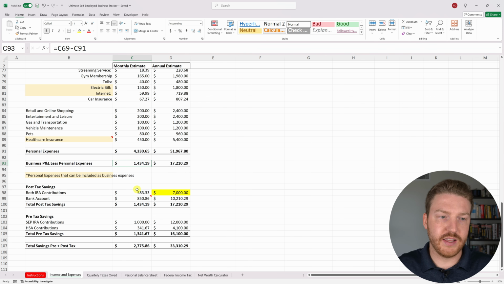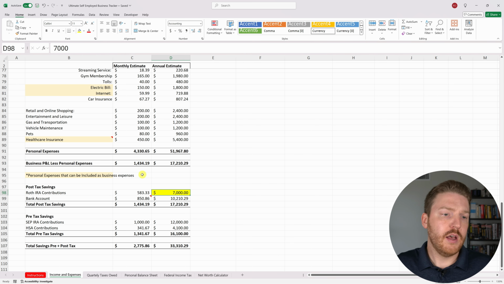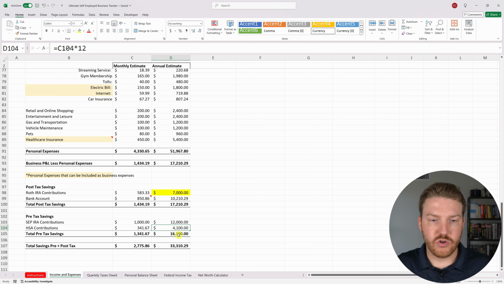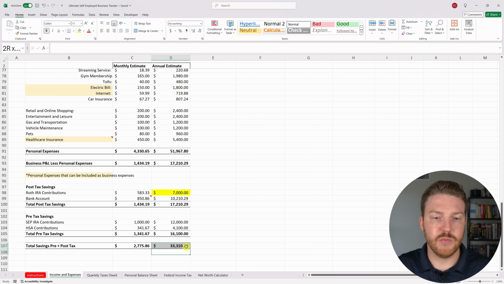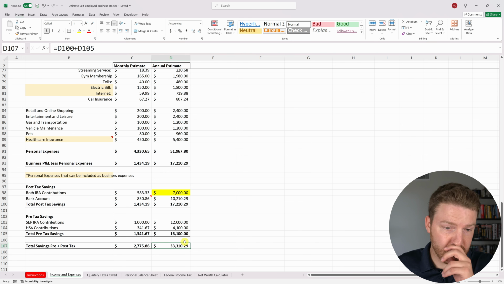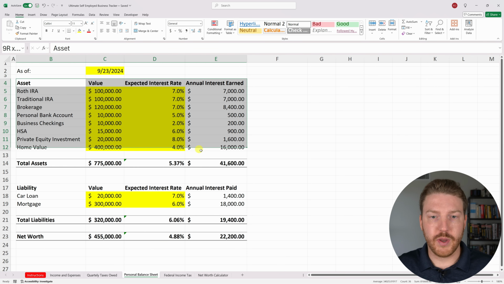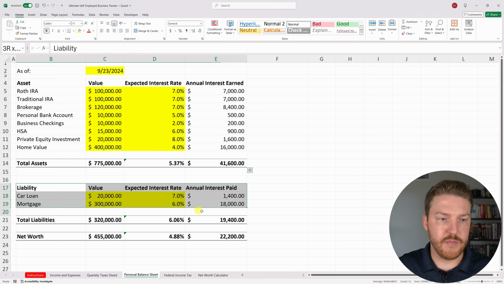And then this is where I get into information about what I'm saving. I want to figure out how much I'm saving in the Roth IRA, how much I'm saving in my bank account. The bank account is basically a plug for everything that's left over from here after we contribute to other savings accounts. And then also how much we contributed to our self-employed IRA, our HSA, etc. And we come up with a total savings estimate for the whole year. And then based on this total savings, we're also going to have our personal balance sheet, all our biggest assets, all our biggest liabilities.